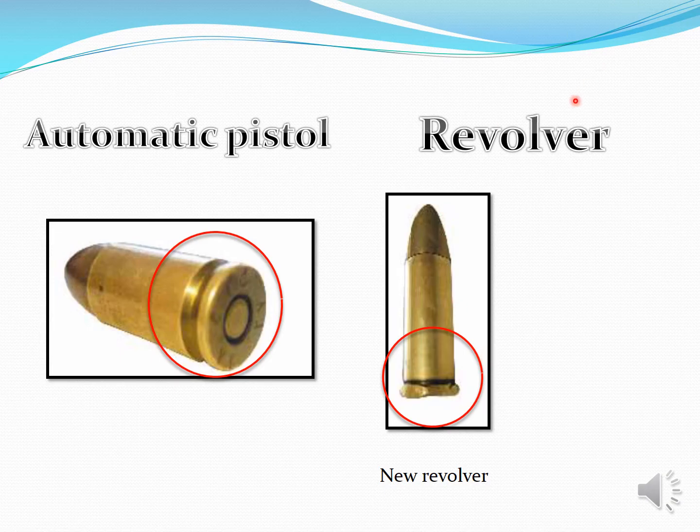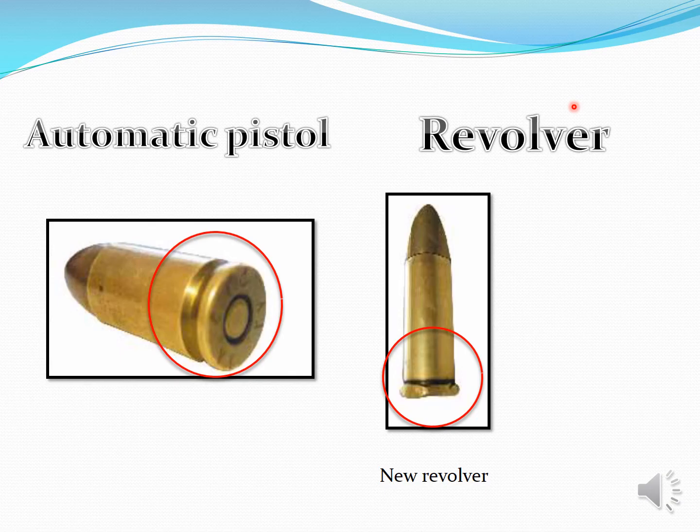Revolver has two subtypes, new revolver and old revolver. How to differentiate between new revolver and old revolver? We will look at the bullet, a difference in the bullet. If the bullet is jacketed, has a jacket of copper or nickel, it is called new revolver.